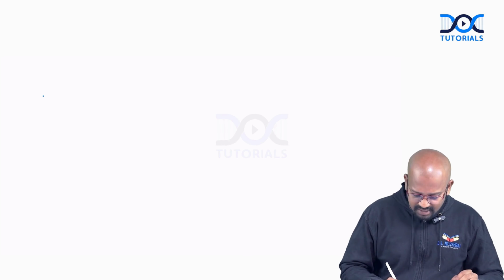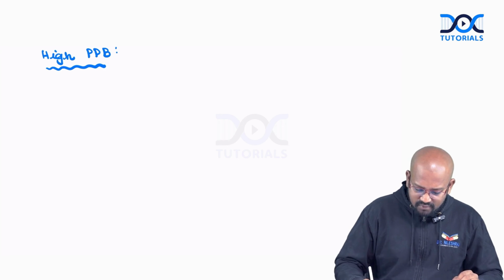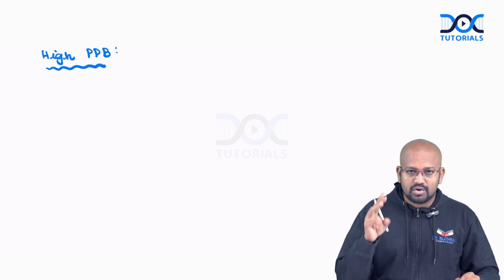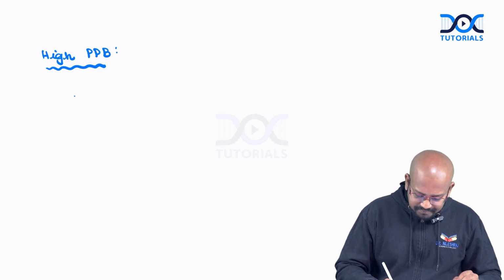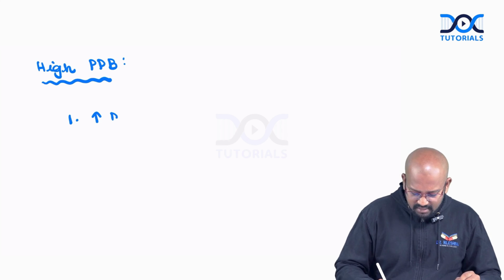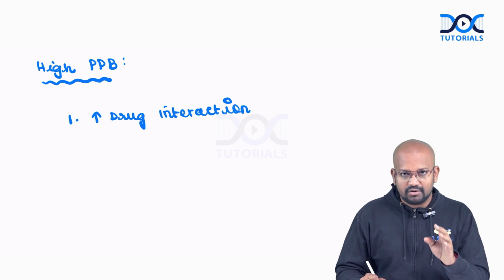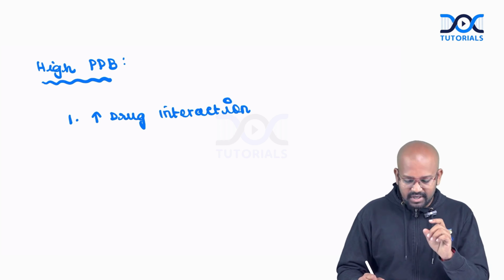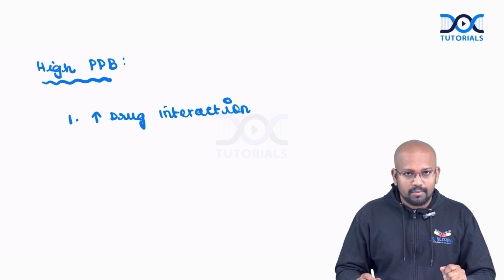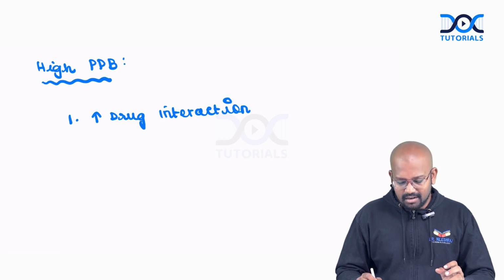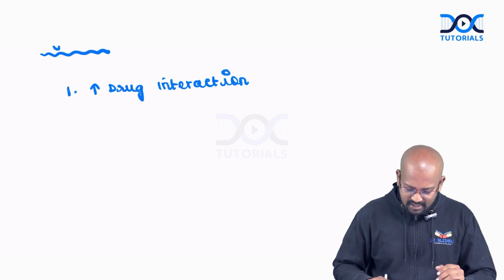Now, let's look into what the classical features of a drug are if we call it a high plasma protein bound drug. If a drug has high plasma protein binding, what are its classical features? It has three important features. Number one, this drug will have more drug interaction, more duration of action, and less distribution. We'll discuss that one by one. Let's first talk about a drug with high plasma protein binding. What about this increased drug interaction?